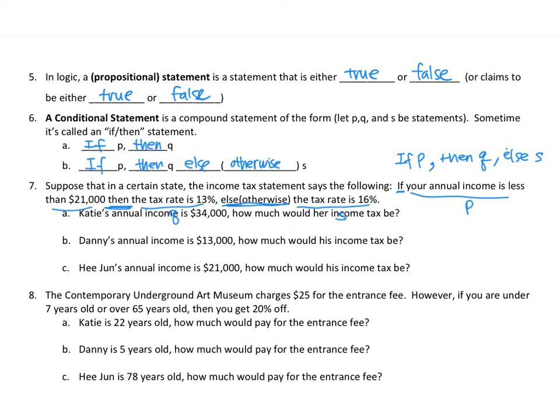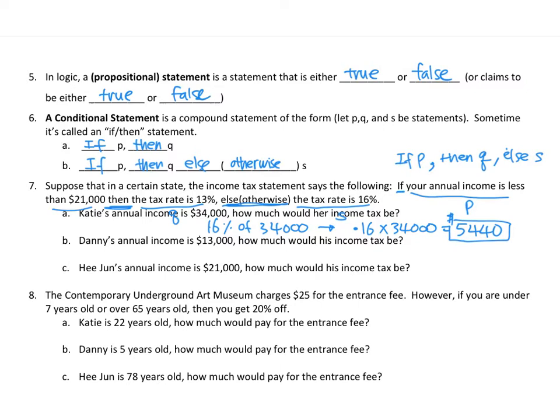16% of 34,000. So 0.16 times 34,000. Again, it's a percentage of something, so basically we just multiply that by 34,000. When you calculate that out, I get 5,440. So that's going to be her tax. She's going to pay $5,440 in tax.